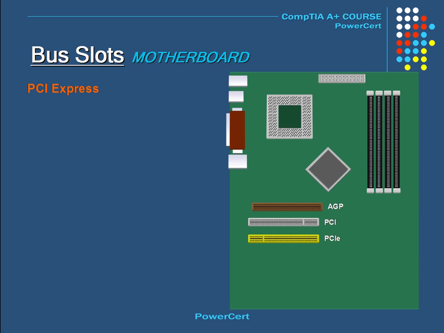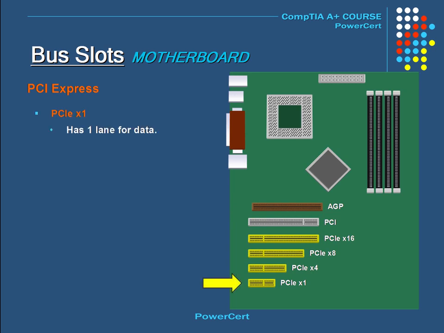There are 4 different slot sizes in PCI Express. There's PCI Express by 1, 4, 8, and 16. PCIe by 1 has 1 lane for data. A lane has 4 wires, 2 are for sending and 2 are for receiving.